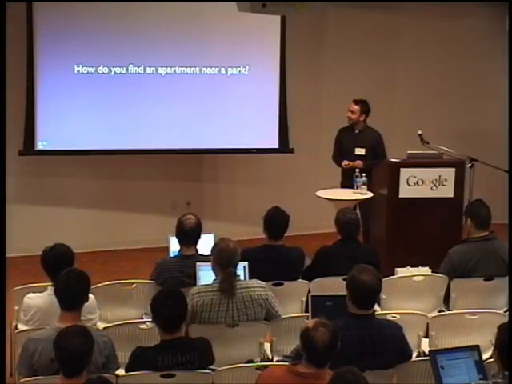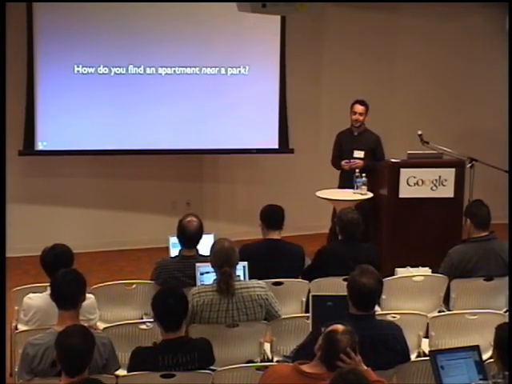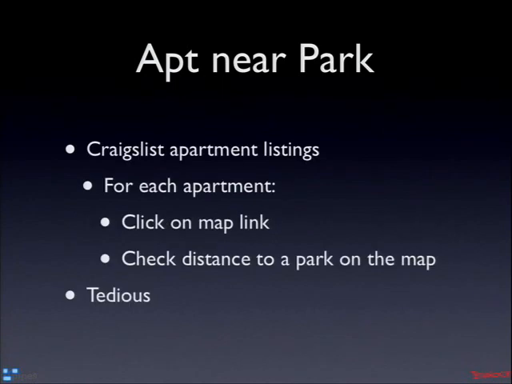So the story started a few months ago when I was looking for an apartment, not just any apartment. I was looking for an apartment near a park. Now, if you think about how you would go about doing that, it would probably go something like this. You'd go to Craigslist apartment listings, and you'd go to, say, Palo Alto apartments. You'd go down to each listing, click on the map link, and go to Google or Yahoo Maps and check to see if that apartment is close to a park or not.